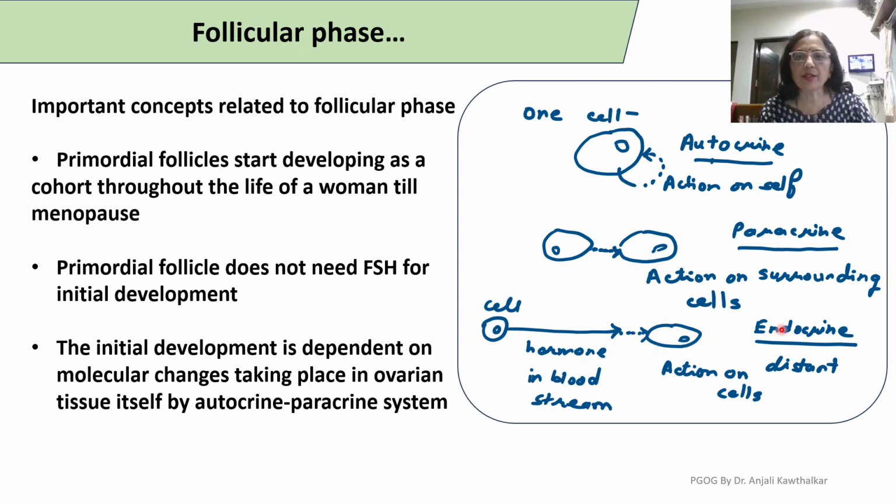Then it is endocrine. So autocrine, paracrine and endocrine. And as far as this development of primordial follicle goes, we need to understand that it is not under the influence of endocrine system, it is not under the influence of FSH, but it is under the influence of autocrine, paracrine way of regulation that primordial follicle initial development takes place.